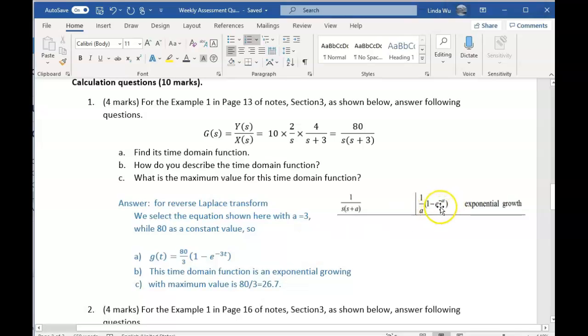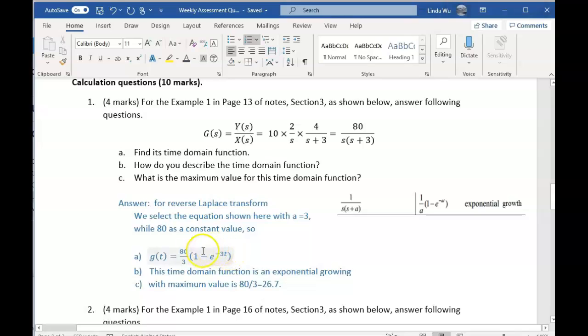And then the expression 1 minus e to the power of negative at. So a is 3, and we get 1 minus e to the negative 3t. So this is the time domain expression. Some of you got 80 divided by 3 minus 80 divided by 3 times e to the power negative 3t. That's also correct. It's just a factor applied to each term in this expression.